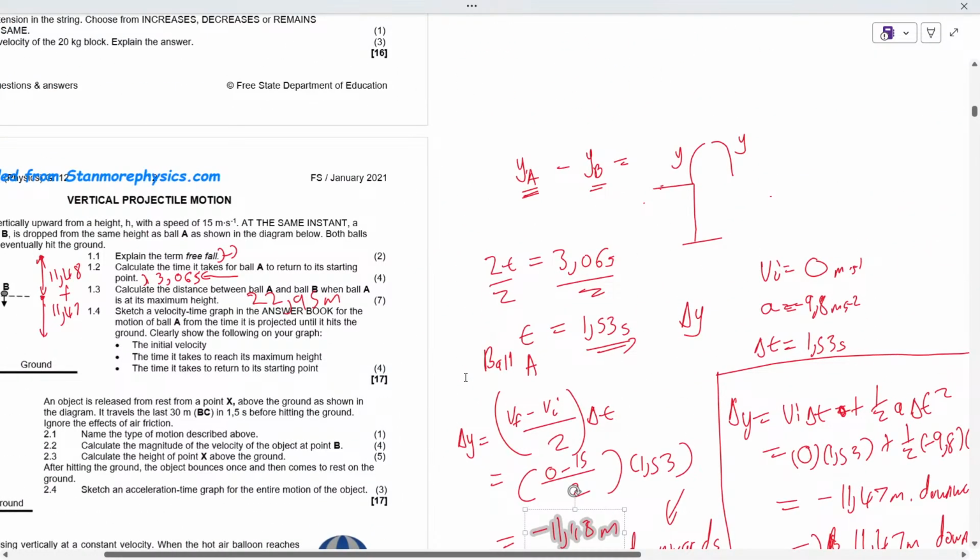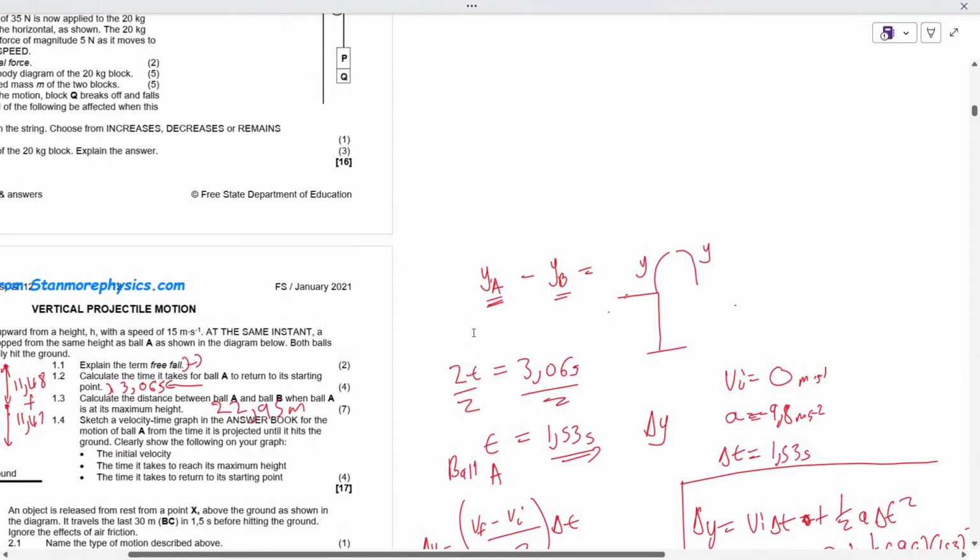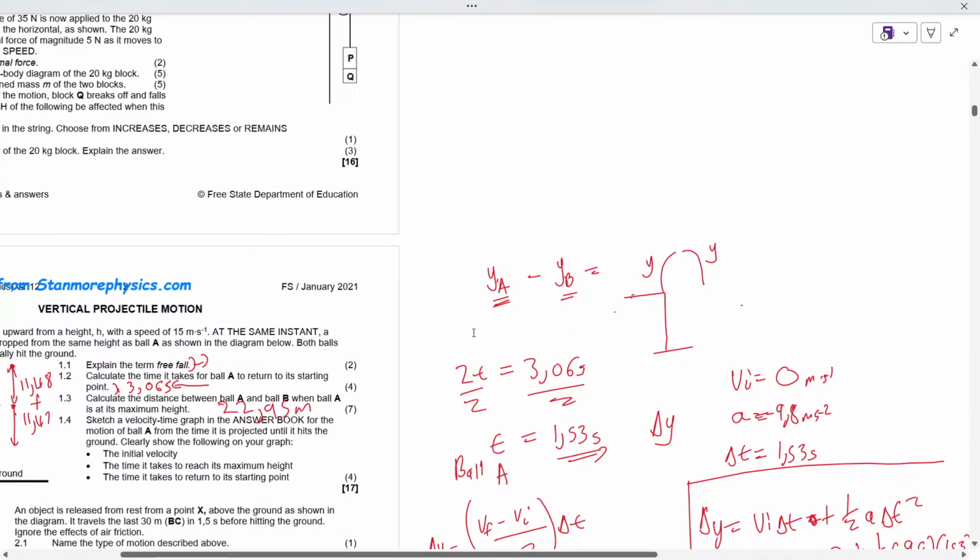Sketch the velocity time graph on the answer book of the motion of ball A from the time it was projected until it hits the ground. Clearly show the following on your graph. You must show the initial velocity. That's the problem, drawing the graph. I'll try to teach you drawing the graph of ball A.